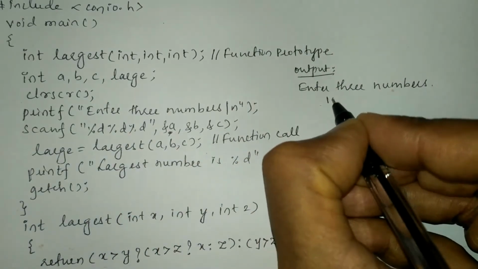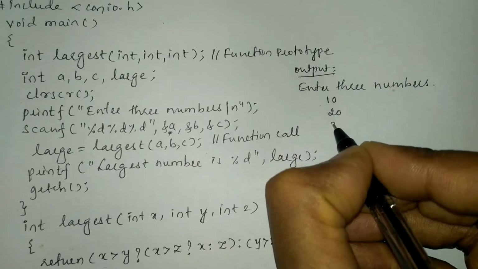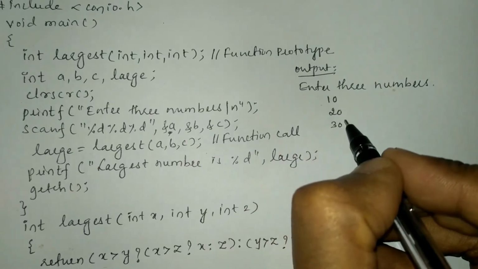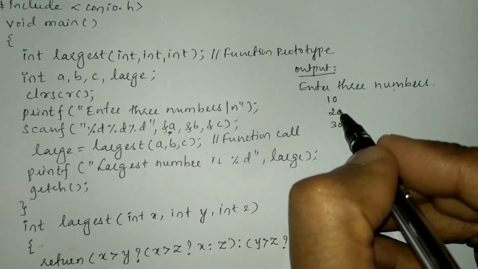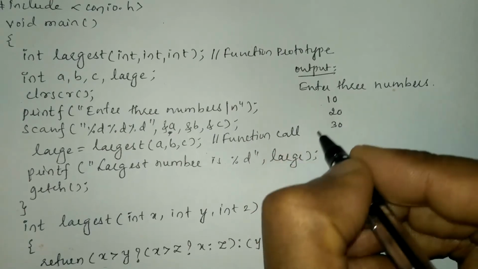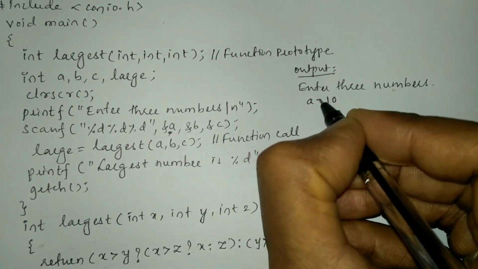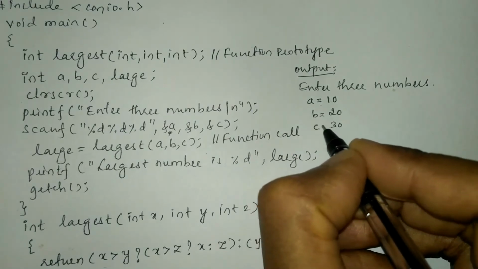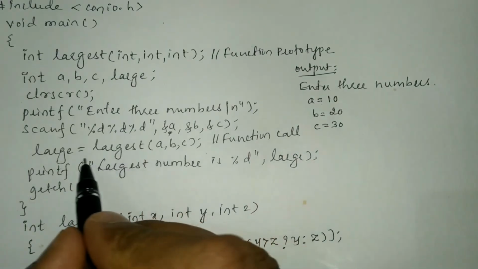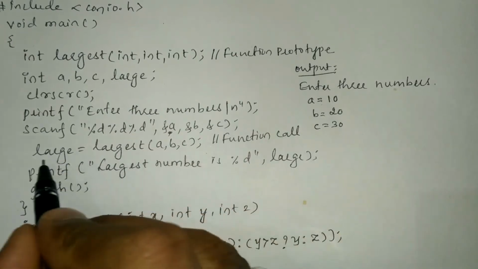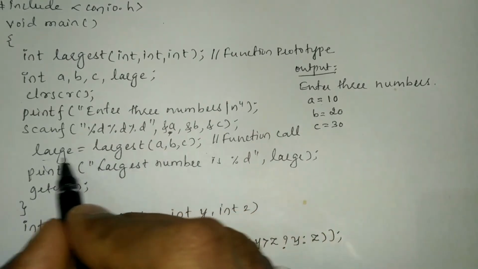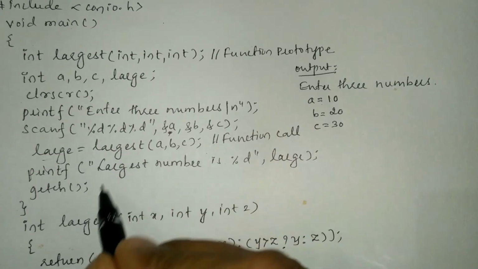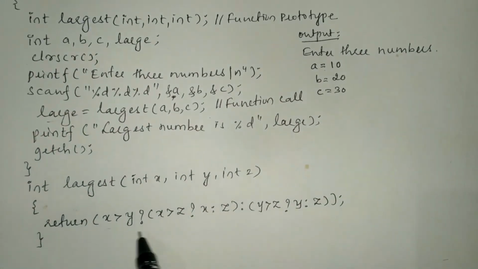For example, I'm going to enter 10, 20 and 30. So you can change these numbers in different orders, and then you can check out the result. So here I'm going to write A is equal to 10, B is equal to 20, and C is equal to 30. So here we have got a function call. When the compiler encounters this function call, immediately control jumps to the function definition.